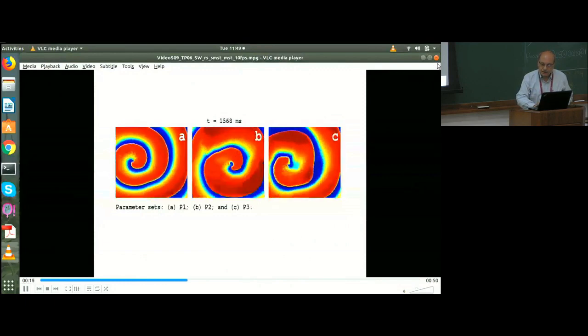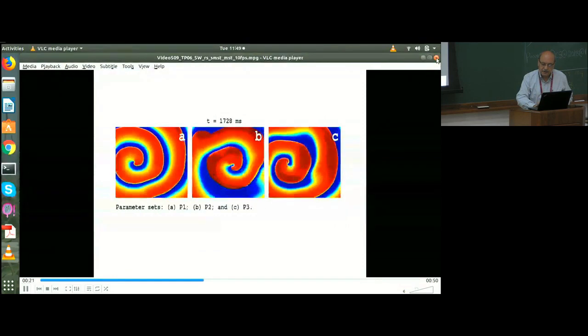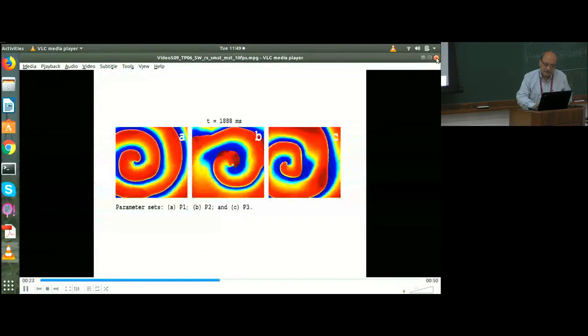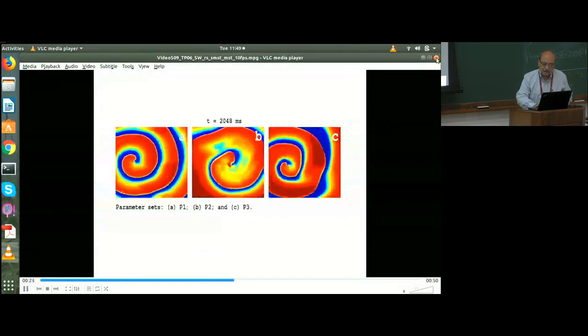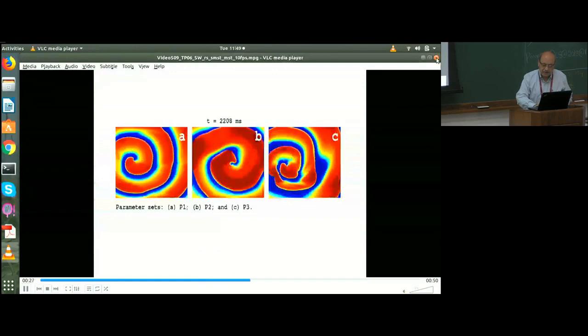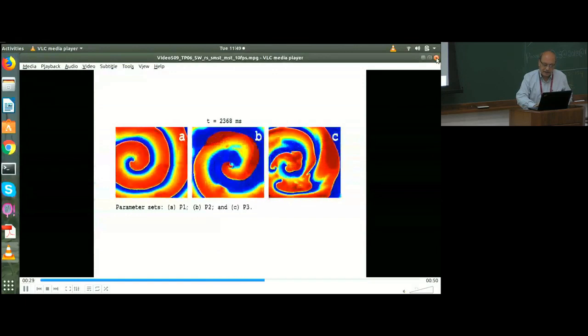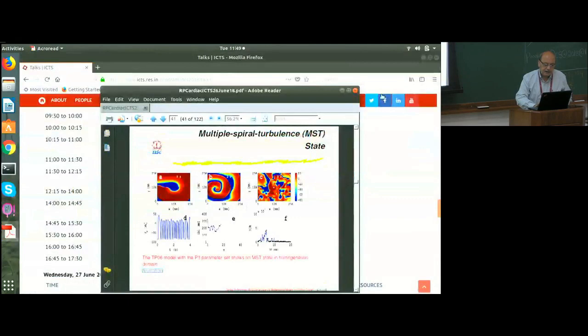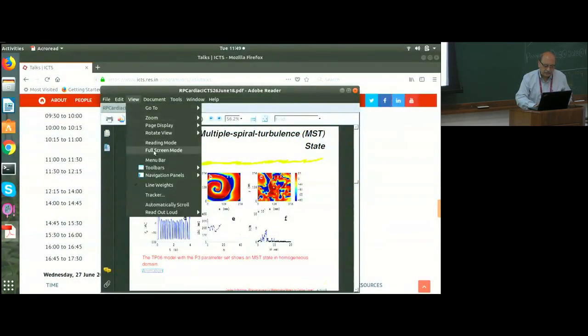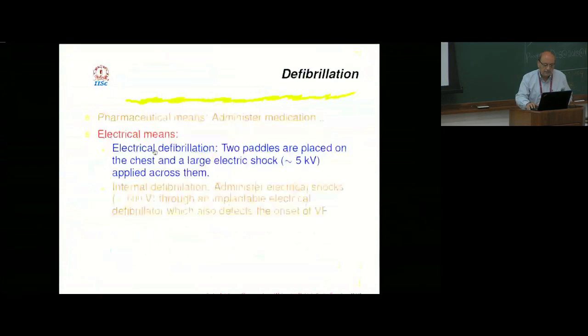I first showed it to you for a simple two-variable model. This is a fairly current, ionically realistic model, and this is how the spiral wave develops. Now, the billion-dollar question. It's a multi-billion-dollar industry.